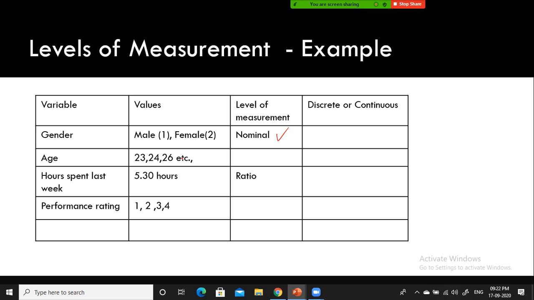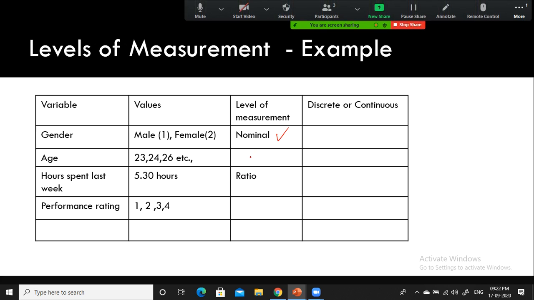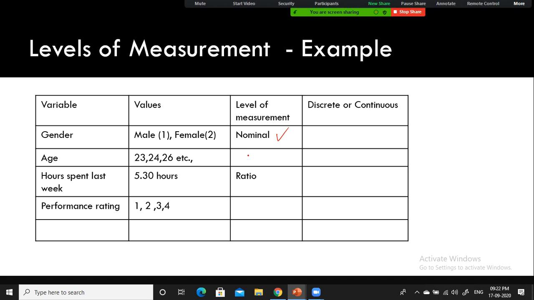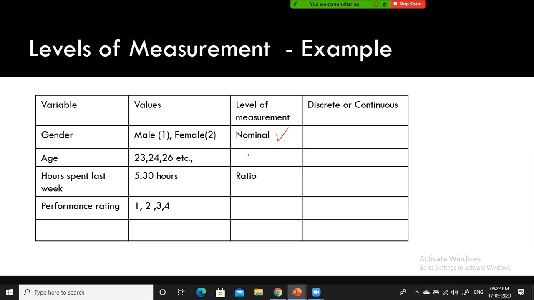Age in years, can you tell me what is this? Is this interval or ratio, or is this nominal or ordinal? Dwarak and others. Rishik, why don't you tell? Is this a nominal type of measurement, or is this ordinal or something else? Ordinal. Why ordinal? Do you think it has any order in it?